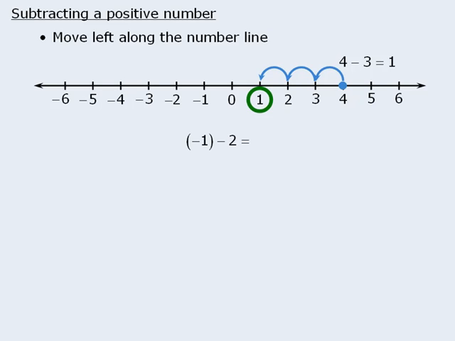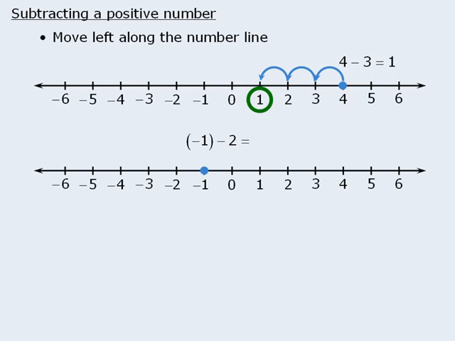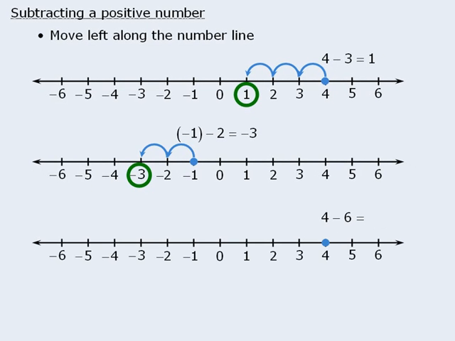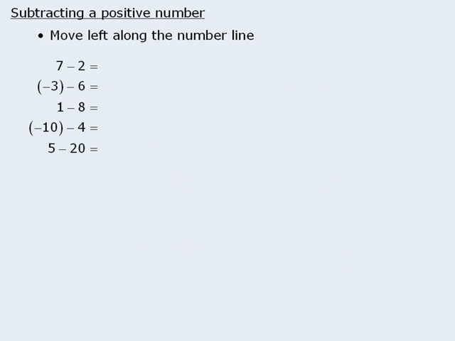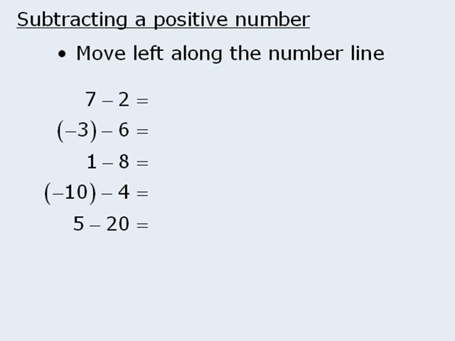Similarly, to evaluate negative 1 minus 2, we begin at the first number, which is negative 1, and then move 2 spaces to the left to end at negative 3. So negative 1 minus 2 equals negative 3. Finally, to evaluate 4 minus 6, we begin at the first number, 4, and then move 6 spaces to the left to end at negative 2. So 4 minus 6 equals negative 2. Now if you want some more practice, try these questions here and see if you get the following results.